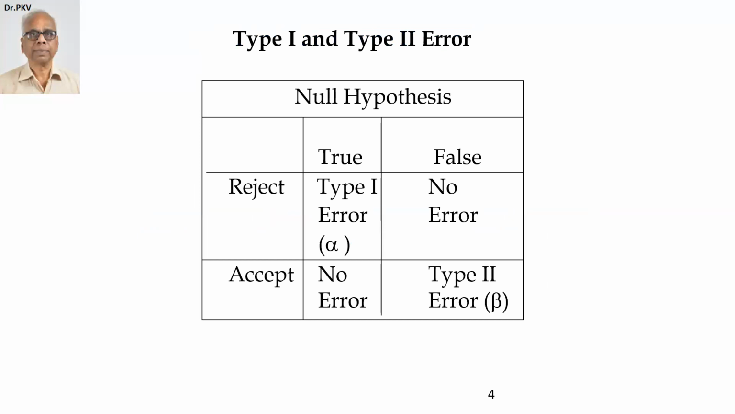When you are making the formulation of the null and the alternative hypothesis, no matter whatever may be your efforts, you cannot avoid two types of errors that you will commit. Rejecting the null hypothesis when it is true. This is called the states of nature. Either it is true or false. Rejecting the null hypothesis when it is true, that error is called the type 1 error. When you reject the null hypothesis when it is false, there is no error. Accept the null hypothesis when it is true, no error. Accept the null hypothesis when it is false is called the type 2 error.